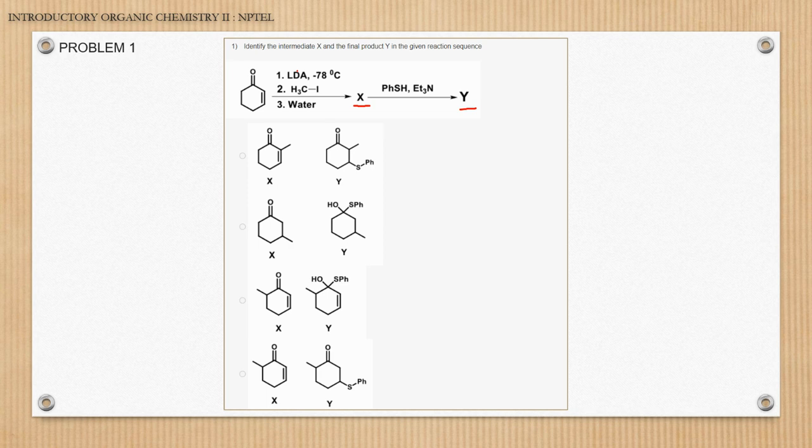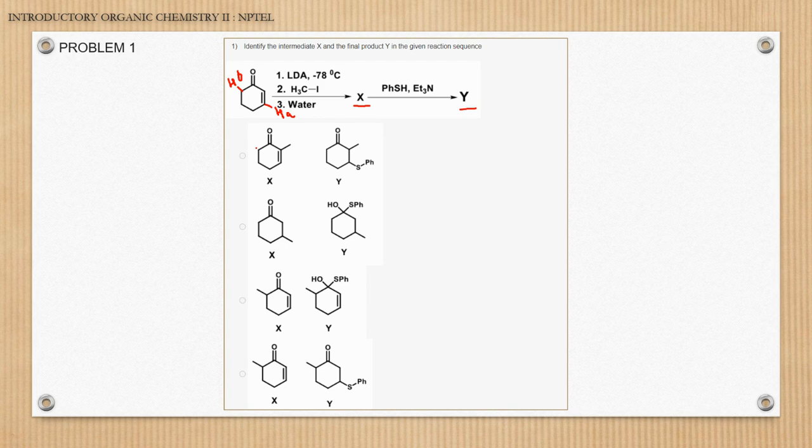kinetic enolate will be the enolate which is going to be generated. Can anyone tell me from where the abstraction of proton will take place? Here or here? Basically, LDA is a base, it will abstract the acidic proton. Will it abstract this HA proton or HB proton? B proton. Because after abstraction of this proton, there would be generation of kinetic enolate, right?